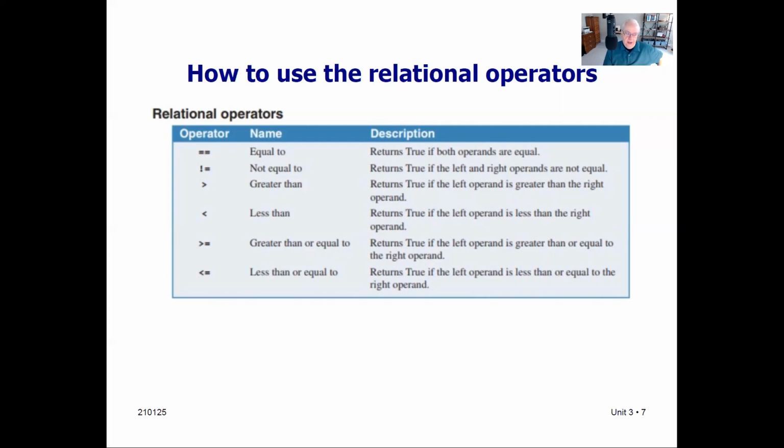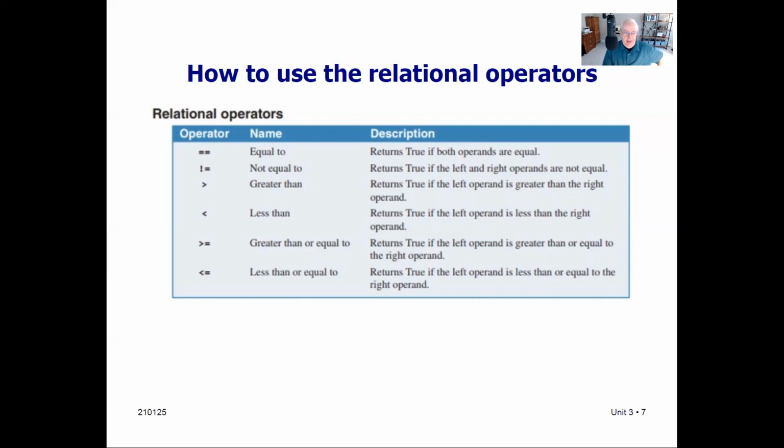So on slide 7 here, we have the relational operators. I'm going to call these the Boolean operators, okay? It helps me remember where we use them. The textbook calls them relational operators. And you see the 2 equal signs is the equal to operator. It returns true if both operands, that means on each side of the operator, are equal.